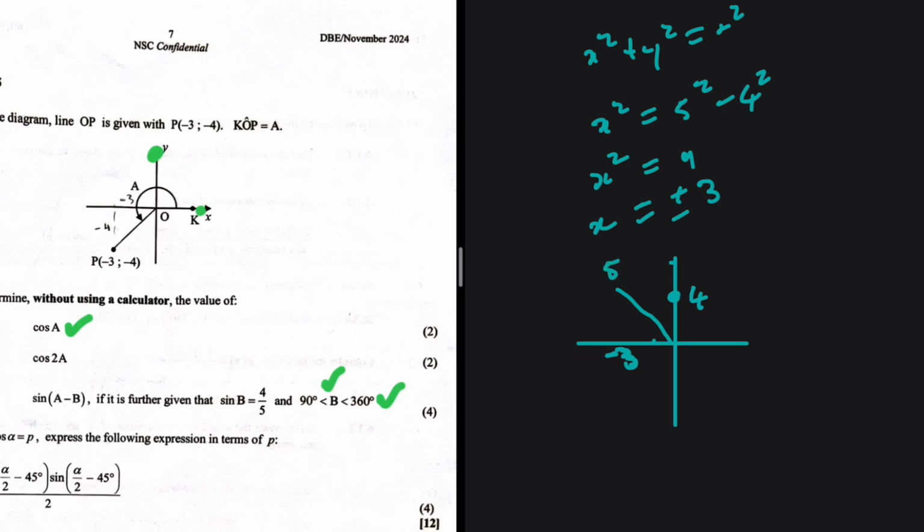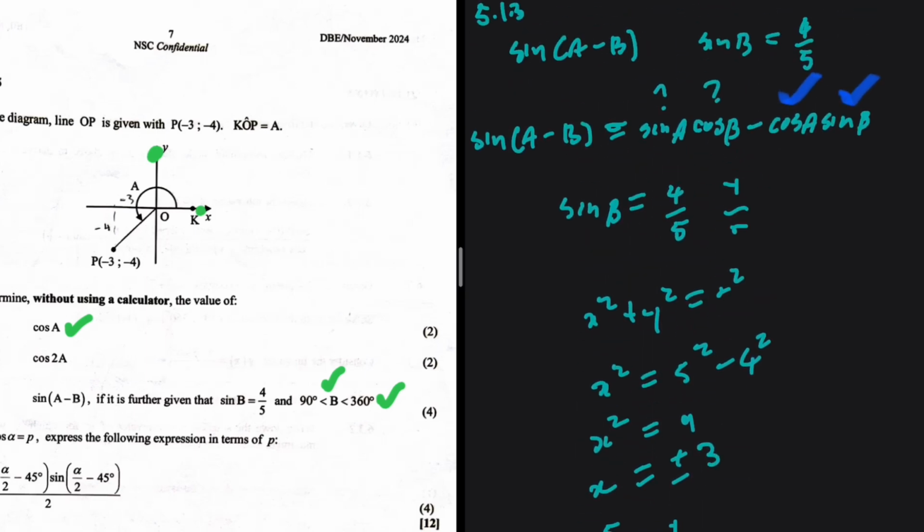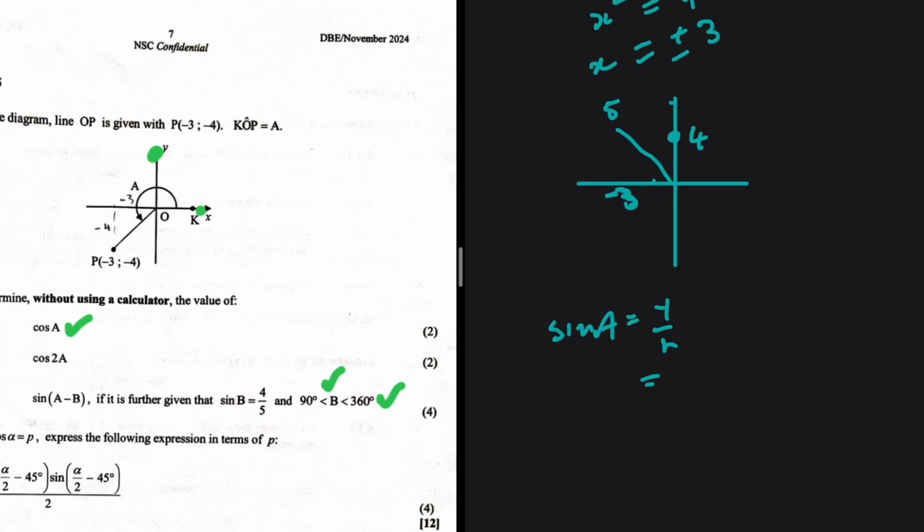So there we go. We can have that like that. So that will help us with sine A and cos B. So sine A is from the diagram we started with, right? So sine A should be opposite y over r. So sine A, y, we said that it is minus 4, right? And r is 5.